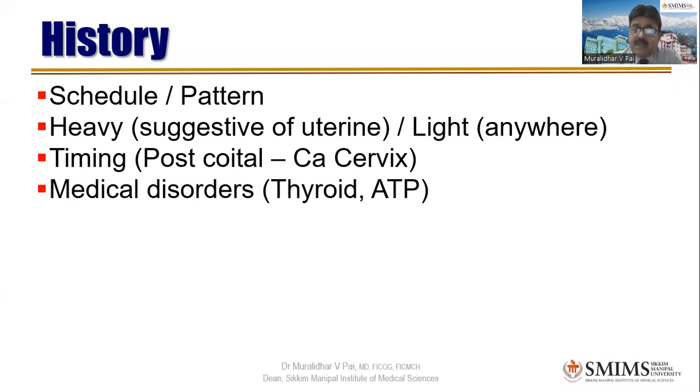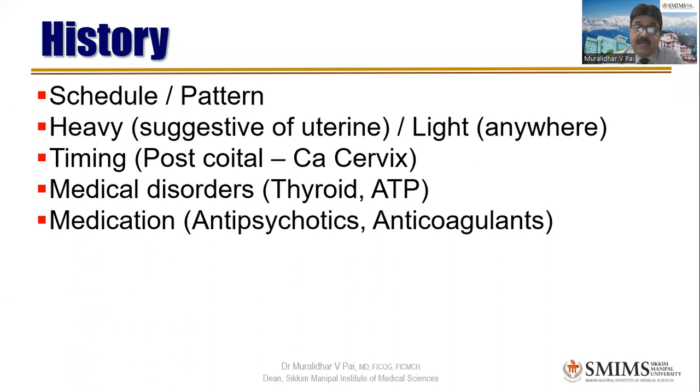Medical disorders, thyroid problems, and adult thrombocytopenia, you know, are causes of the AUB. Medication: antipsychotics will give rise to long tenures of amenorrhea. Usually we need to counsel the patient properly, because antipsychotic drugs are more important than having regular cycles. They should not give up antipsychotic drugs. You should not stop them unless you have consulted the psychiatrist. Similarly, anticoagulants, you know, that is the reason why they are having bleeding.